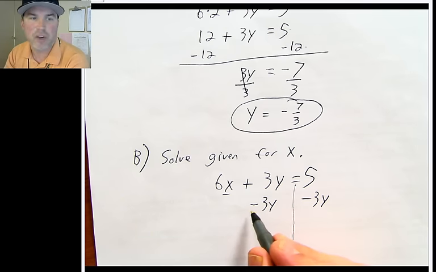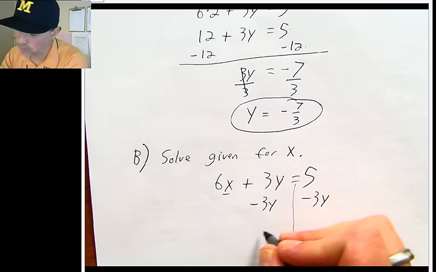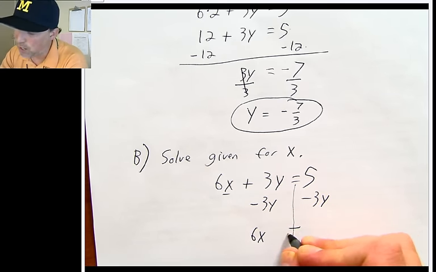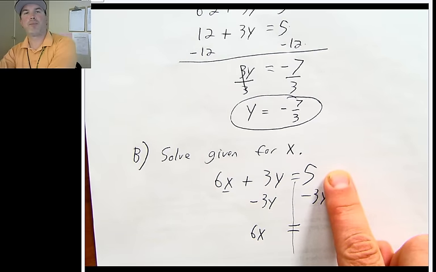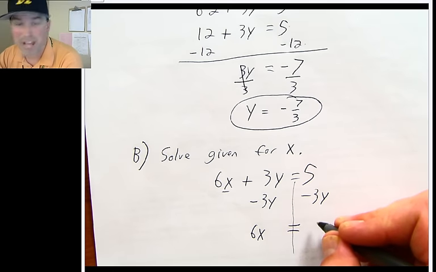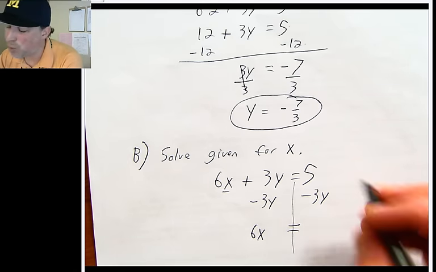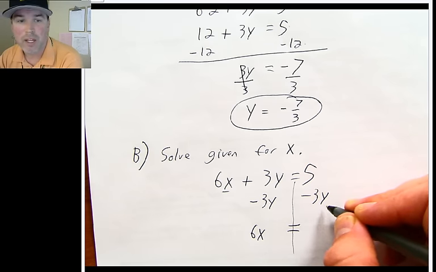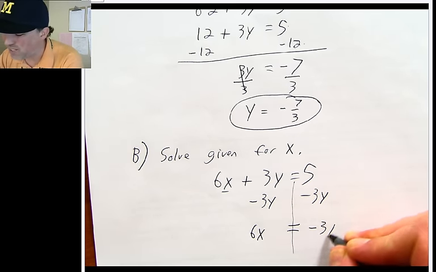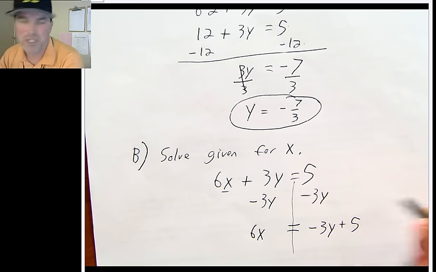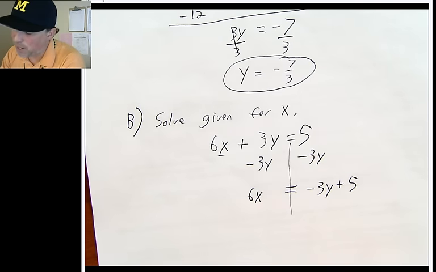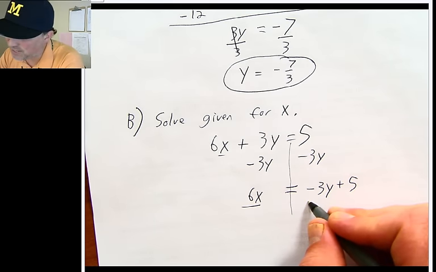On the left side of the equation, 3y minus 3y cancels out, so we're left with the 6x all by itself. On the other side, 5 is a number, 3y is a variable, so you cannot combine them. They need to remain separate. You could write 5 minus 3y. You could write negative 3y plus 5. Either one. I always like writing the variable before the number, so I'm going to write negative 3y plus 5. Last step, to get x by itself, we divide both sides by 6.